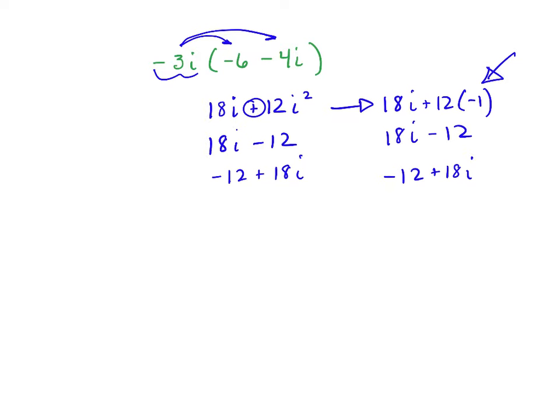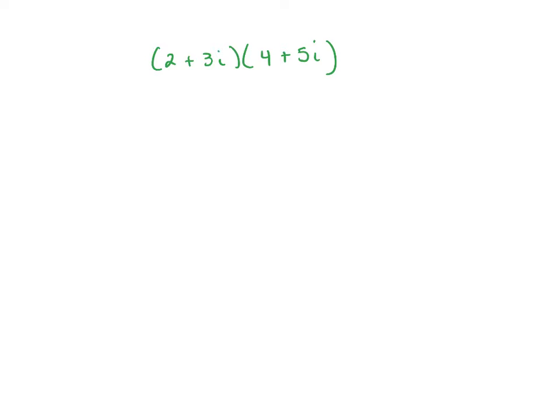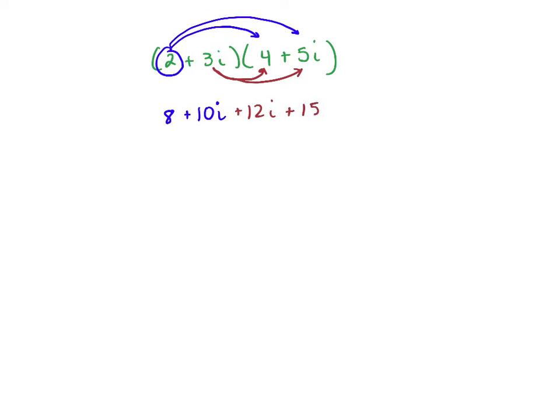Next example here. Now we have a binomial times a binomial method of multiplying these two complex numbers. Okay, so here we go. We got to take the 2 and we distribute. So 2 times 4 is 8, and 2 times 5 is 10, and then times the i. Then we distribute 3i. 3i times 4 is 3 times 4, 12i. And 3i times 5i is 15, and then we get the i squared because you have that i times i.